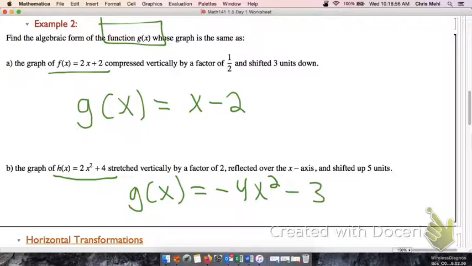Okay, because we multiplied this by negative 2 first, to get negative 2x squared minus 8, and then the shifting up 5 units was just adding 5 to that. So that's how I obtained minus 4x squared minus 3.